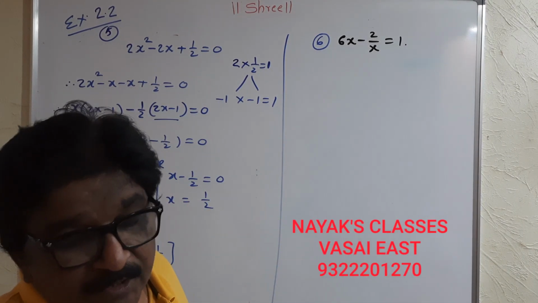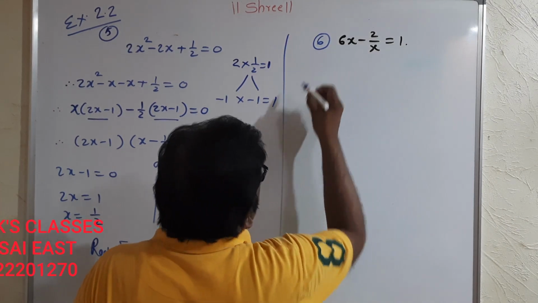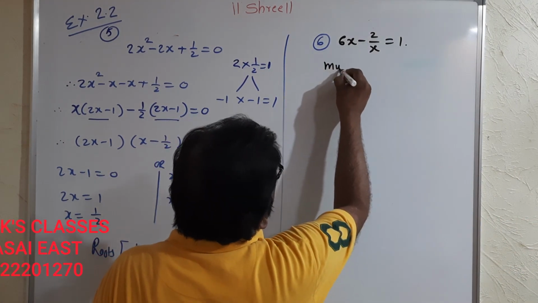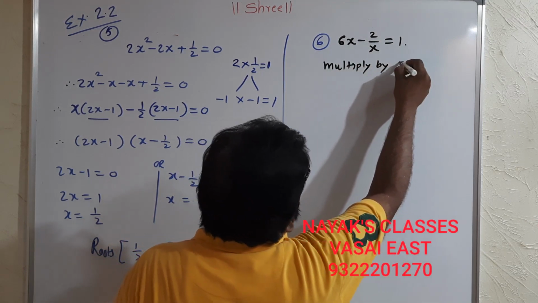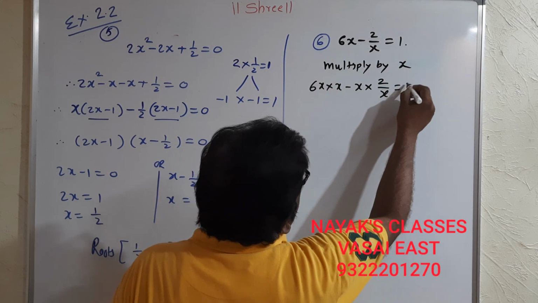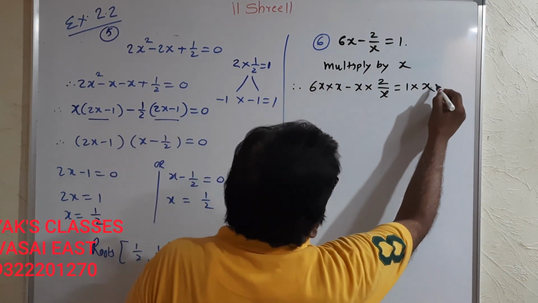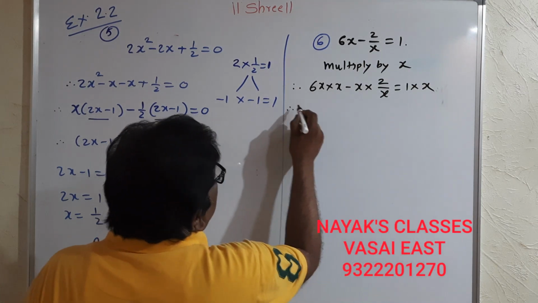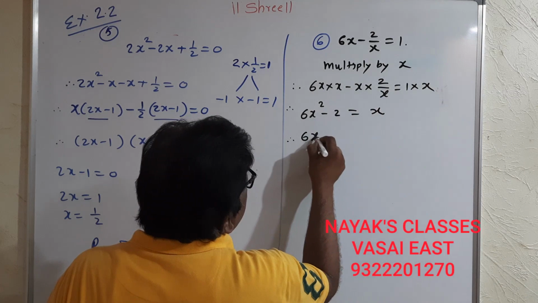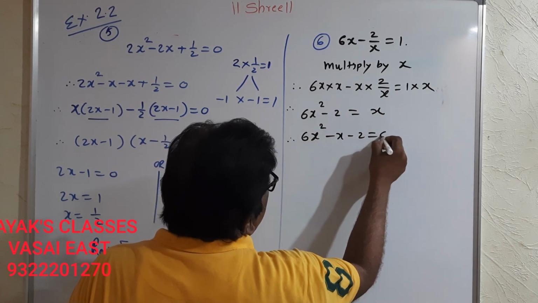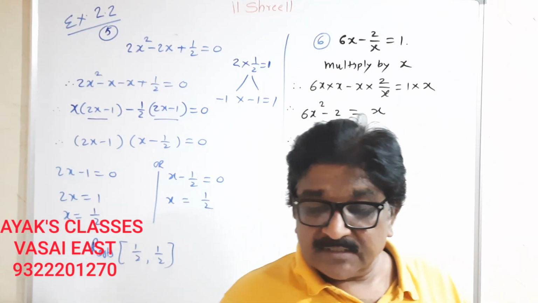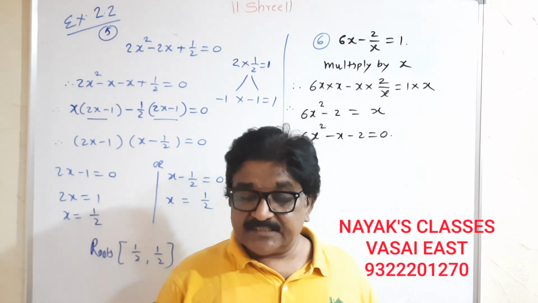This is not in the standard form, so we have to make first standard form. So multiplying by x. 6x into x minus x into 2 upon x is equal to 1 into x. Therefore, 6x square minus 2 is equal to x. Therefore, 6x square minus x minus 2 is equal to 0. This is the standard form of your exercise number 2.2, sixth example. We are solving sixth example.